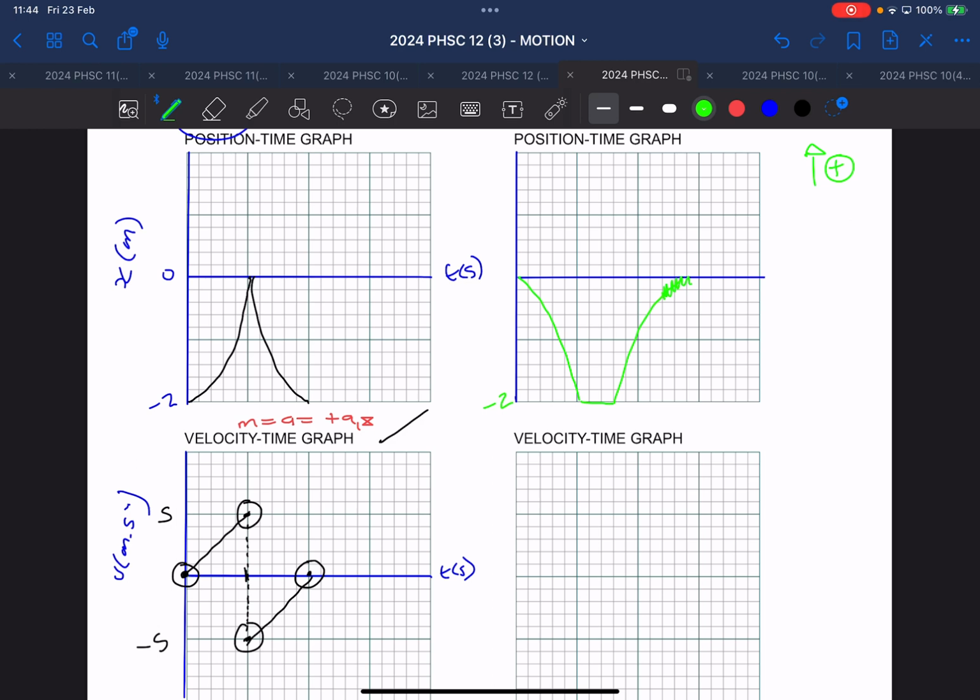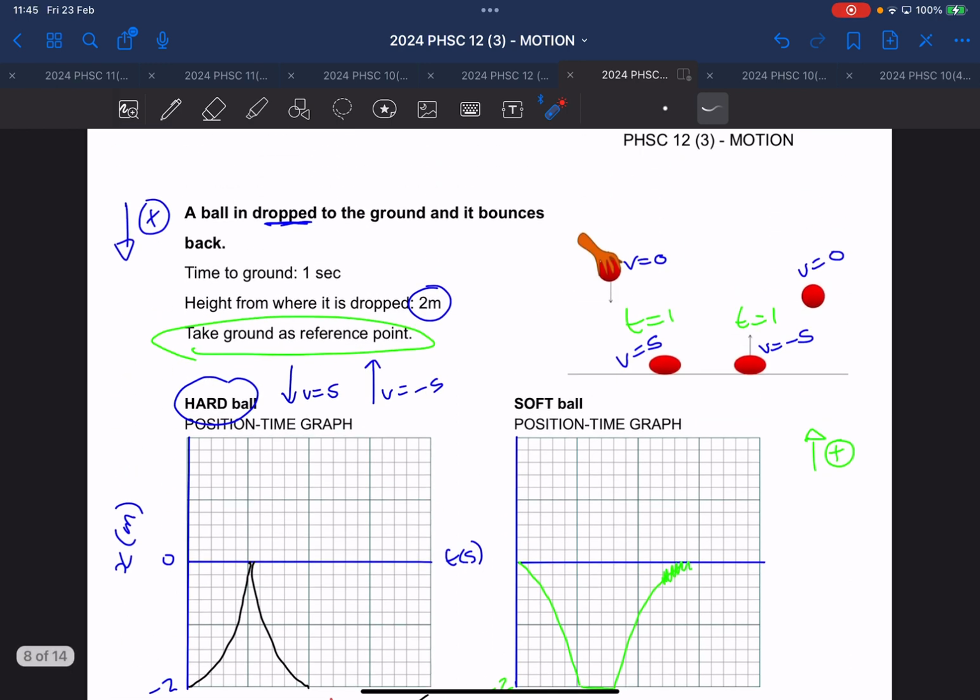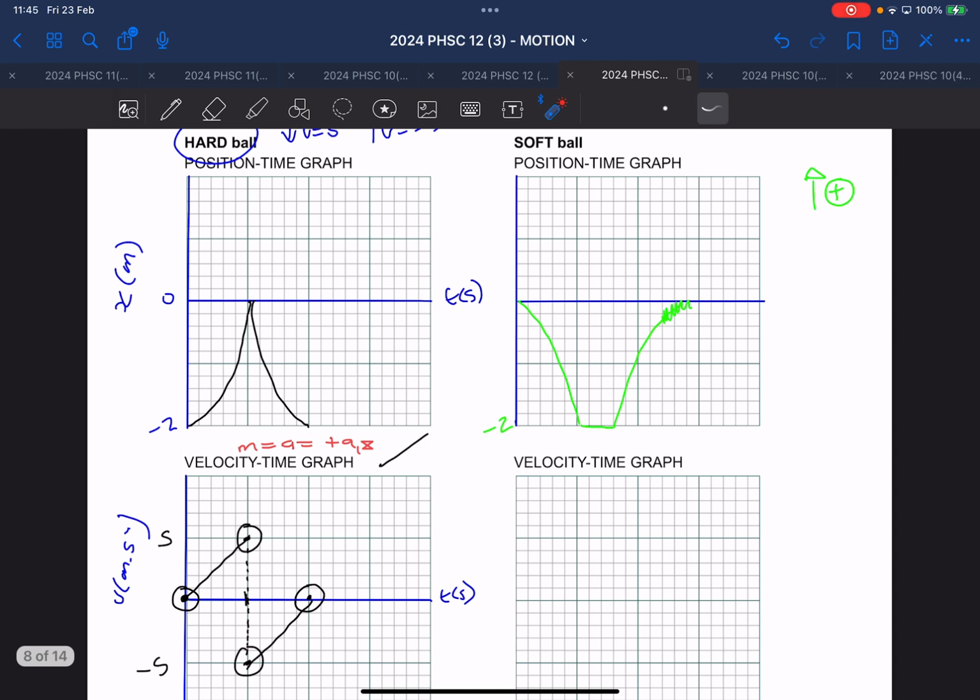I just want to check. I feel we're missing something. We chose up to be positive. The ground is still our reference point. So up is positive and it goes down, and the ground is our reference. No, it's fine. Yes, I see. The ground is our reference point. Oh, that's true. Yeah, I gotta say, something is not right. So positive 2. Positive 2, yes.